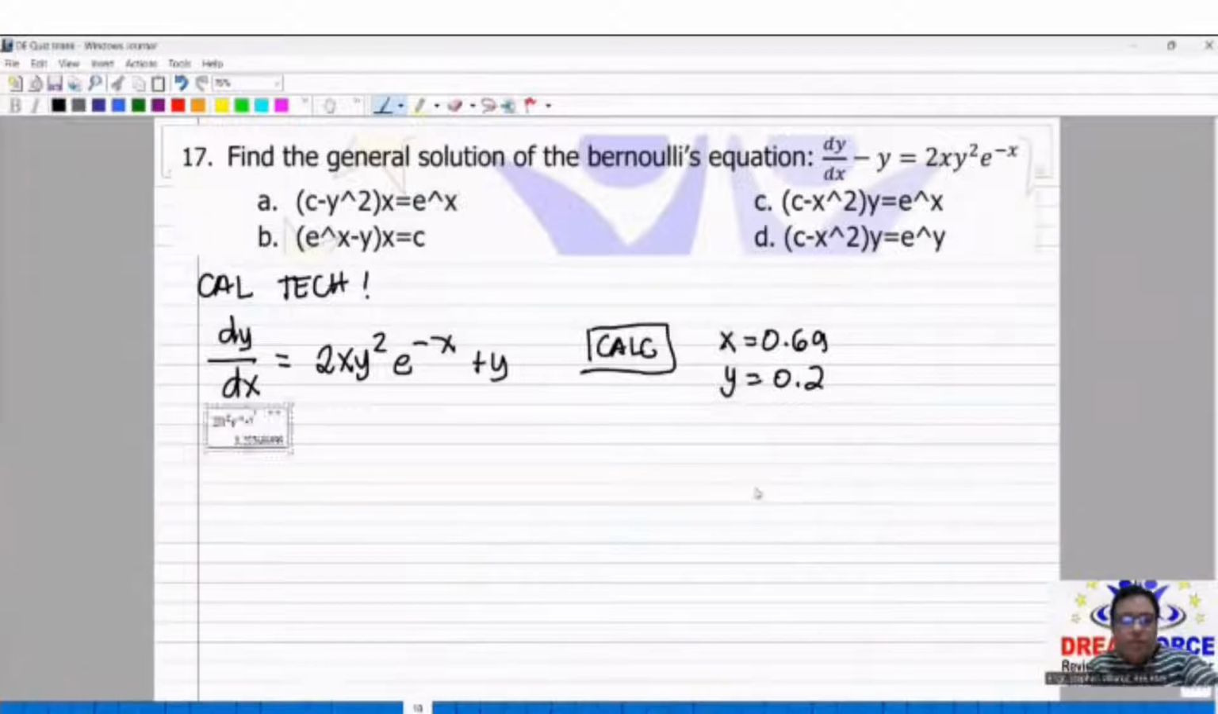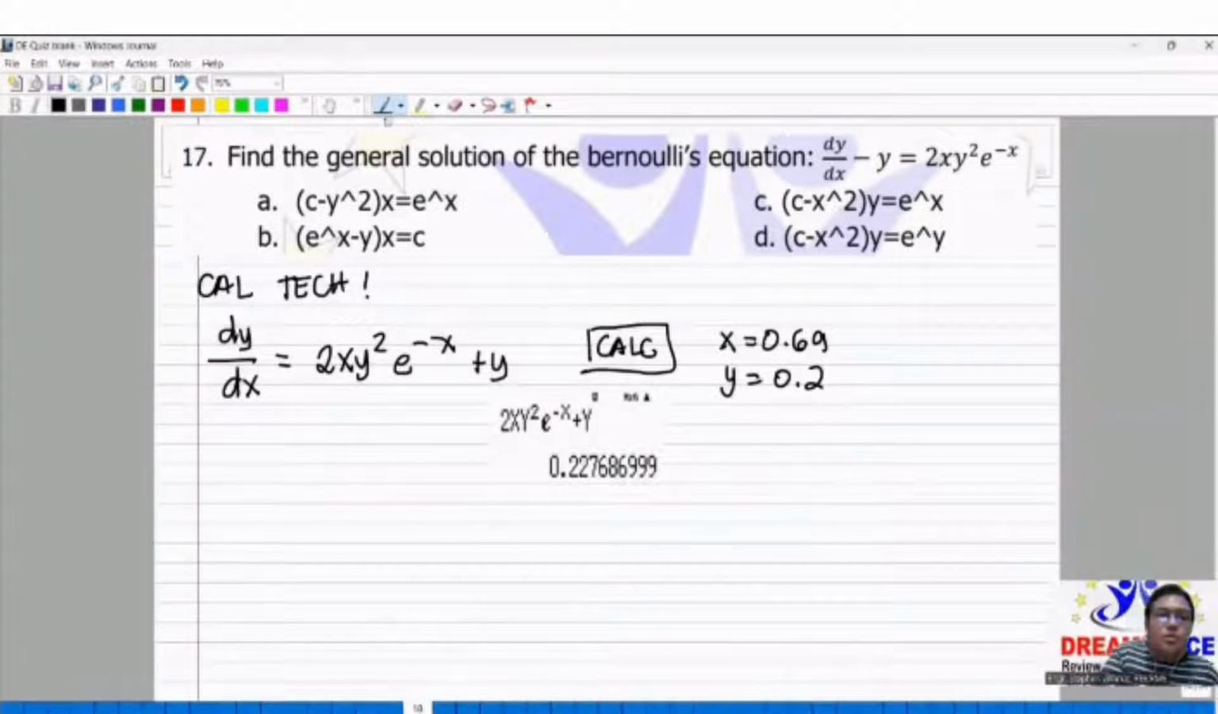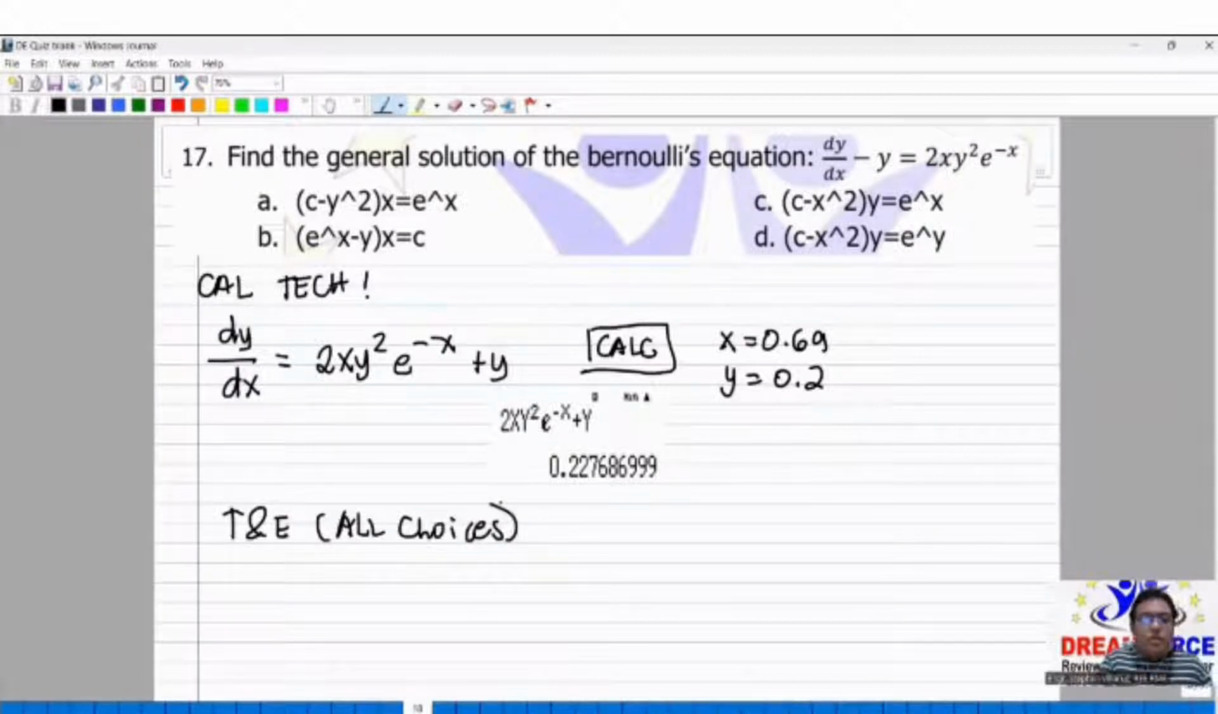And para dito, dapat trial and error natin ito lahat. So, trial and error, all choices. Pero makapaglalabas nito si letter C. Pero make sure yung ating F dito will be equated to constant or 0. So, dapat naka-isolate si constant. So, this will become, for letter C tayo na.